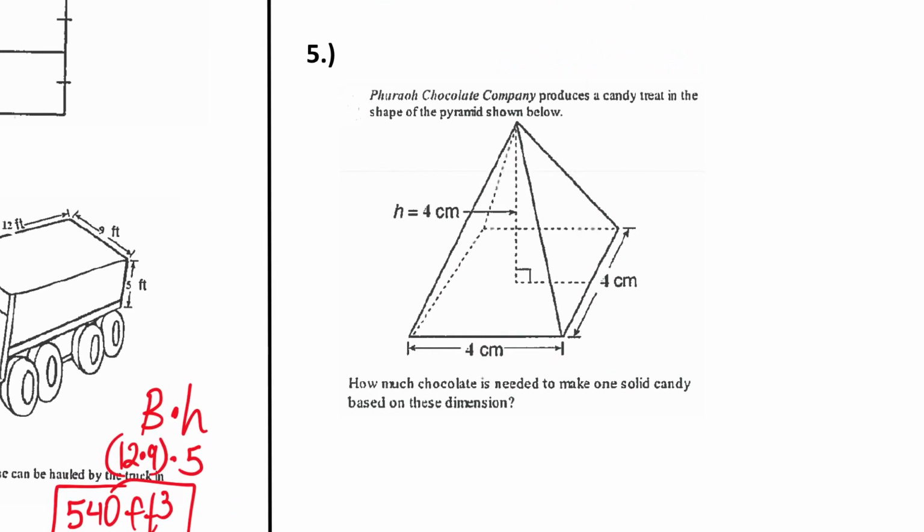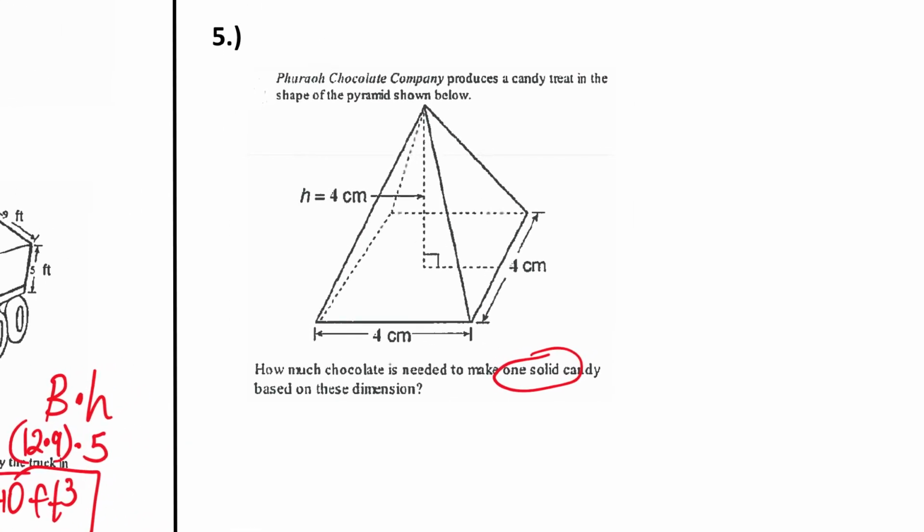Okay, how much chocolate is needed to make one solid candy? So is that surface area or volume? That is volume. So how do we find volume of a pyramid? Base times height divided by 3, or b times h divided by 3. So this is going to be 4 times 4 to give me the area of the base. The height is 4, divided by 3. So it's going to be 21.33.